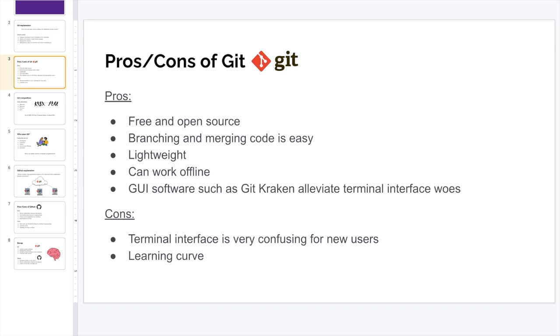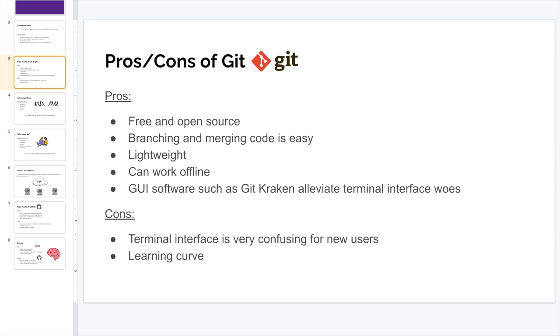So pros, it's free, it's open source, it's lightweight. Branching and merging the code is pretty easy. You actually don't need the internet to use Git. You can use it offline. And a lot of people don't like the terminal interface that Git naturally has. It's kind of not user friendly at the start. But there are some graphical user interface softwares that go along with Git, which can be useful. And then the cons, like I said, that terminal interface is a kind of high learning curve.